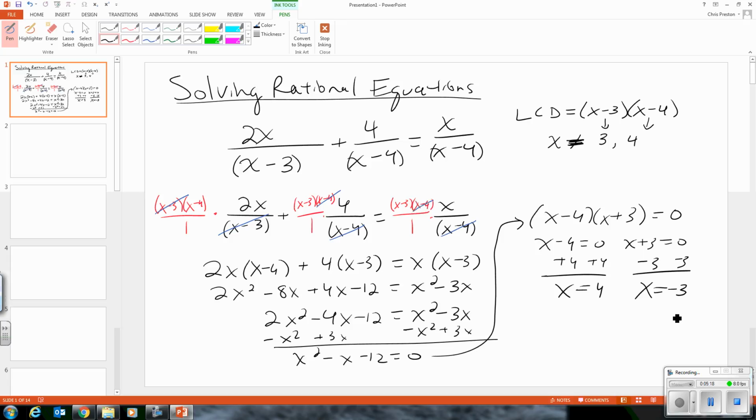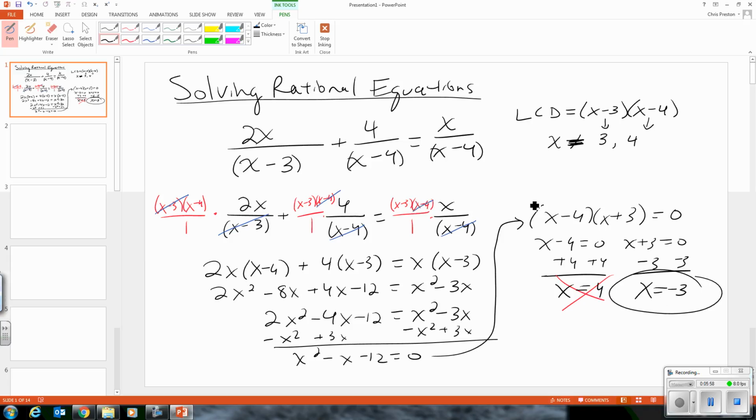Now, those may be the correct answers, but remember the issue that in the original problem we had fractions and we couldn't divide by 0. If I look at these answers, for 4, 4 minus 3 is 1, that's okay. 4 minus 4 is, uh-oh, 0. That does not work, so this 4 value does not work as a solution. We'll call it an extraneous solution. Then x equals negative 3: negative 3 minus 3 is negative 6, that's okay. Negative 3 minus 4 is negative 7, that's also okay. So x equals negative 3 is the answer.